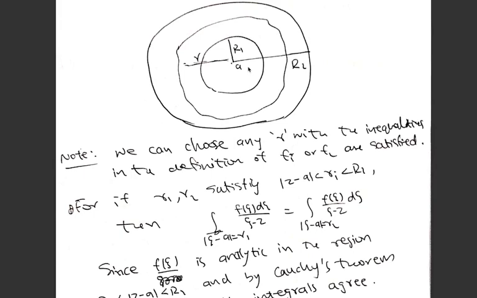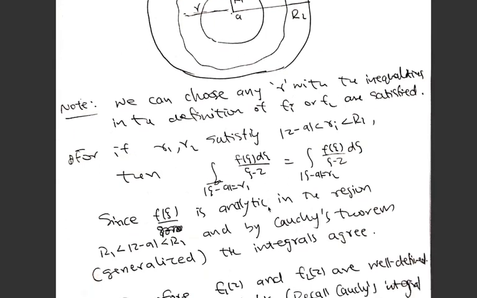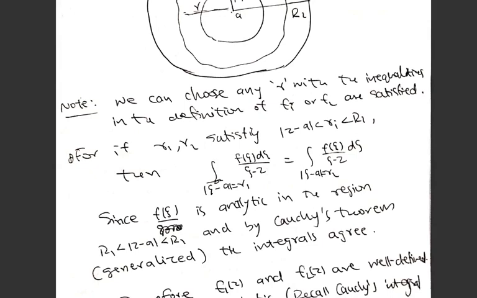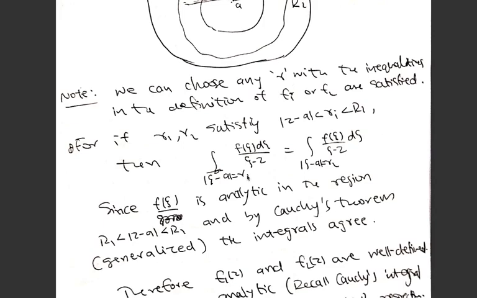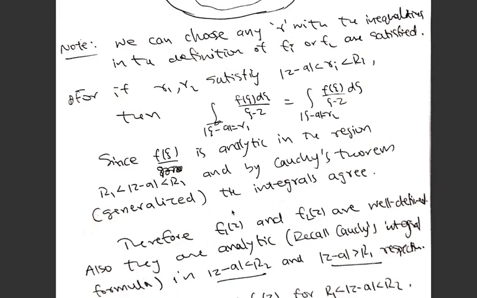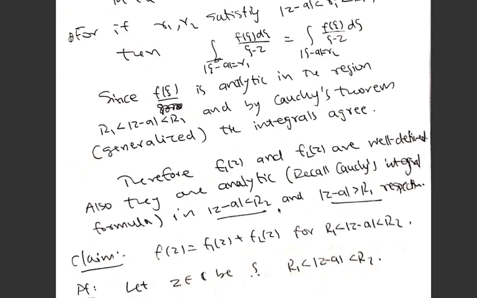So this is the thing. You have something analytic in this region. You choose any r here and you form that integral. If you choose another r1 within this region, then you can apply Cauchy's theorem. In fact, it's a consequence of Cauchy's theorem that these two integrals will be the same. That is something you have already seen, because this function is analytic in that region. Now therefore f1 and f2 are well defined.